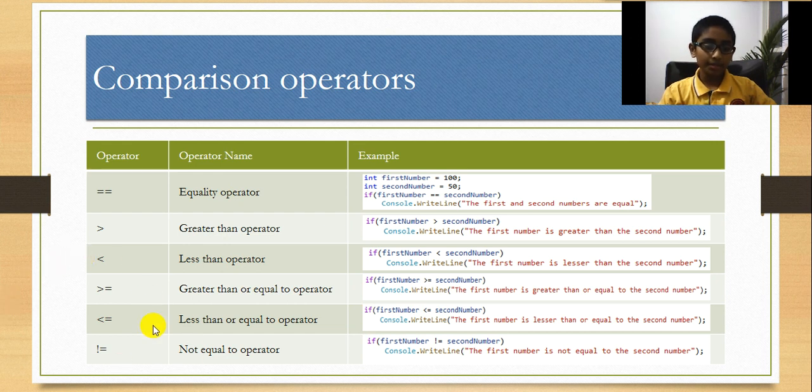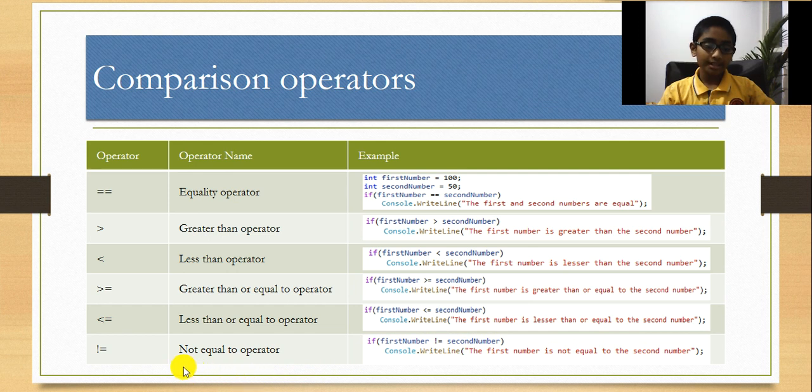Now let's talk about the less than or equal to operator. We use the less than or equal to operator to check if the left-hand side variable is lesser than or equal to the right-hand side variable. Let's understand this with an example. So I'm saying if first number lesser than or equal to the second number, then Console.WriteLine, the first number is lesser than or equal to the second number.